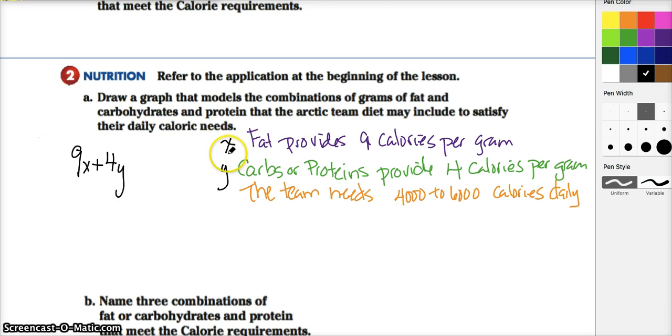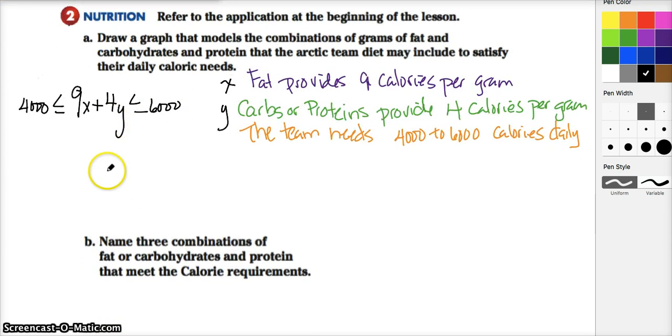And again, the number of grams of fat multiplied by 9 will give me the calories from fat, and the number of grams of protein or carbs times 4 would give me the calories from carbs or proteins. And the next thing I know is that I need the amount to be somewhere between 4,000 all the way up to 6,000. So this is the inequality that we're working with here.